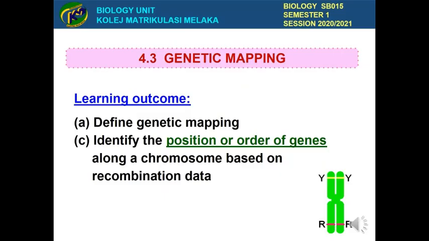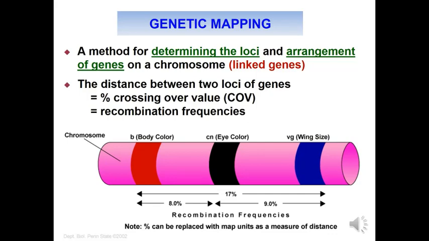The next subtopic that we will discuss is genetic mapping. By the end of this lesson, you should be able to define genetic mapping, and identify the position or order of gene along chromosome based on recombination data. Genetic mapping is defined as a method for determining the loci or location and arrangement of gene on a chromosome. It goes without saying that all genes mentioned here are linked genes.